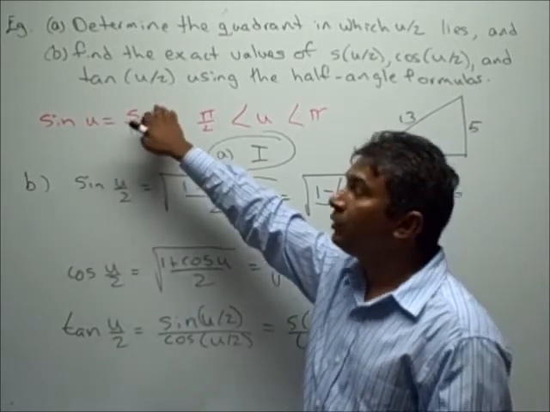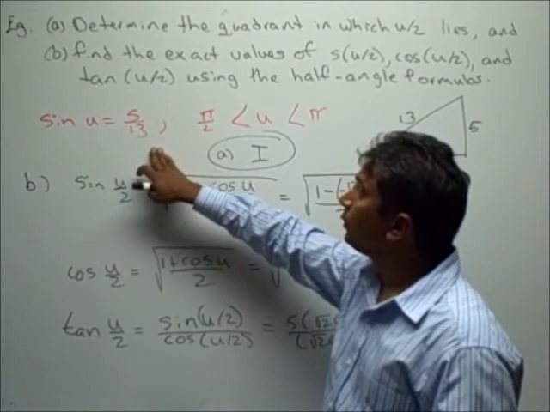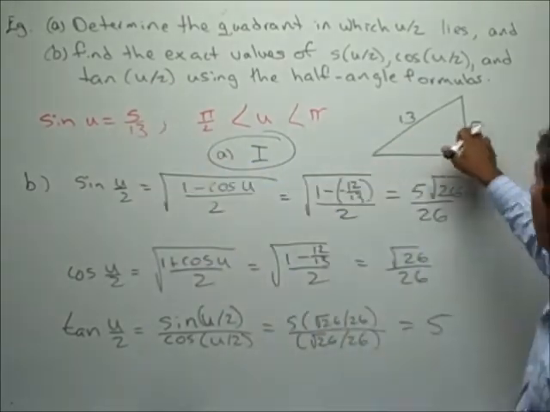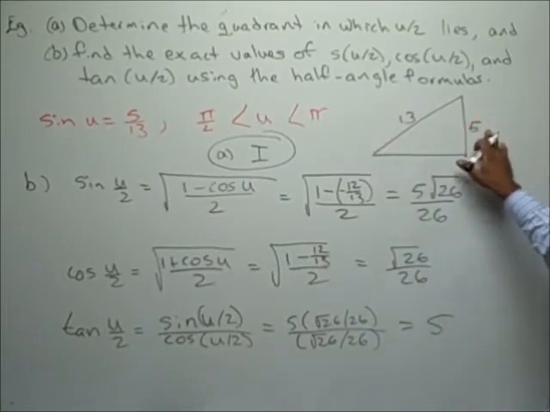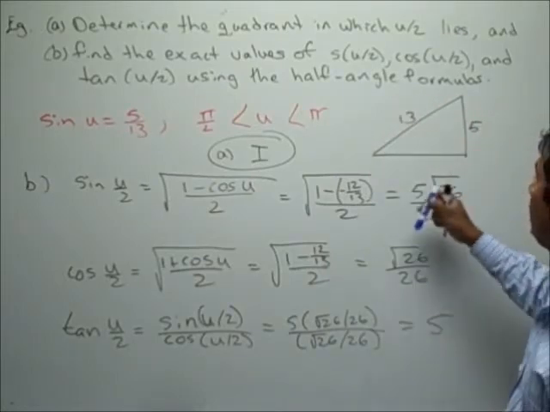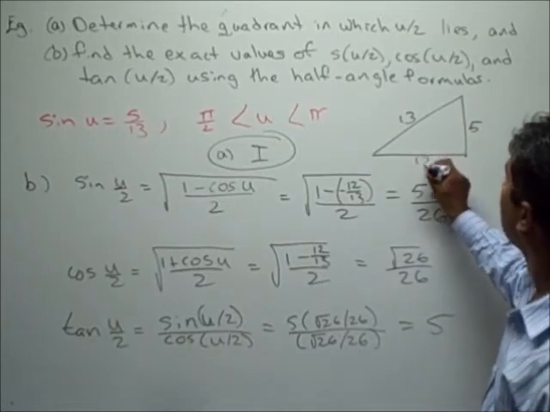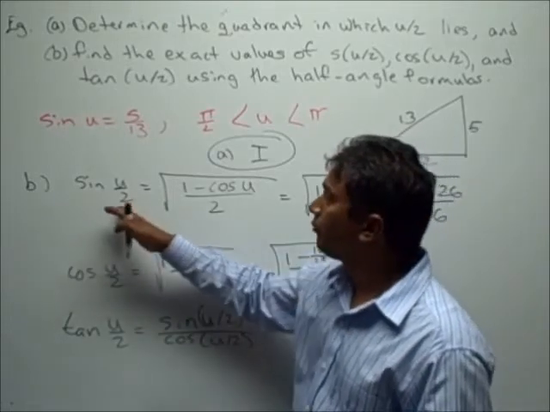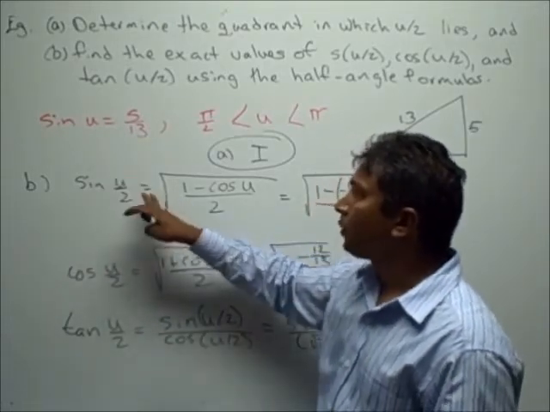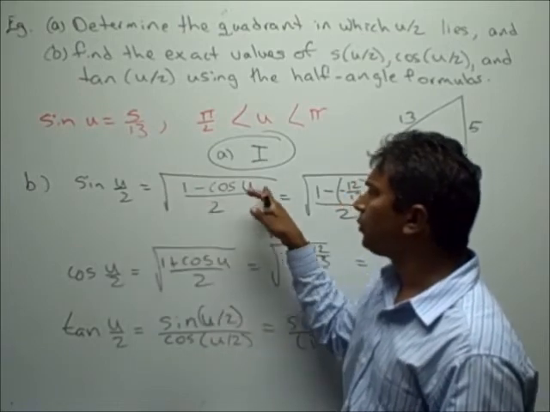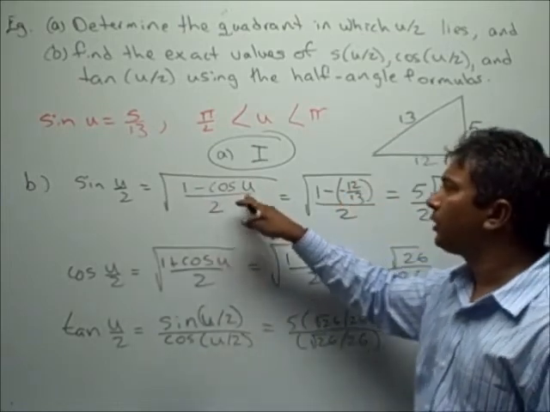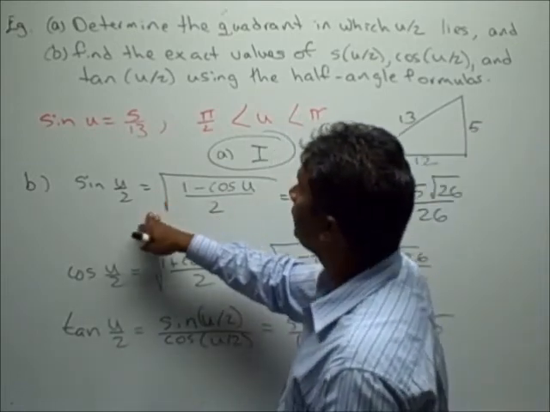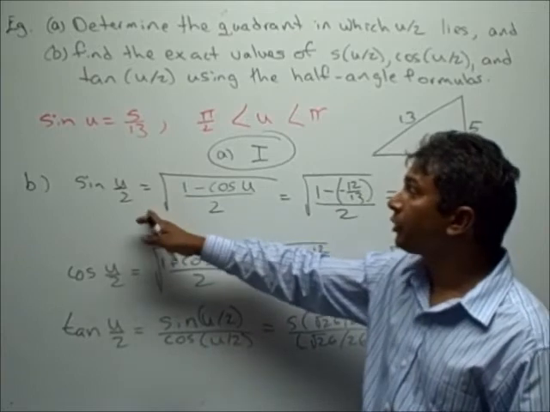We're given that sine of u is equal to 5 over 13. So we know from sine, this is our opposite over our hypotenuse. Using our Pythagorean theorem, we can get the adjacent side, which comes out to be 12. Now we can proceed to find our sine of u over 2. We know sine of u over 2 would be equal to the square root of 1 minus cosine u, all over 2. And here our sine is positive since our angle is in our first quadrant.